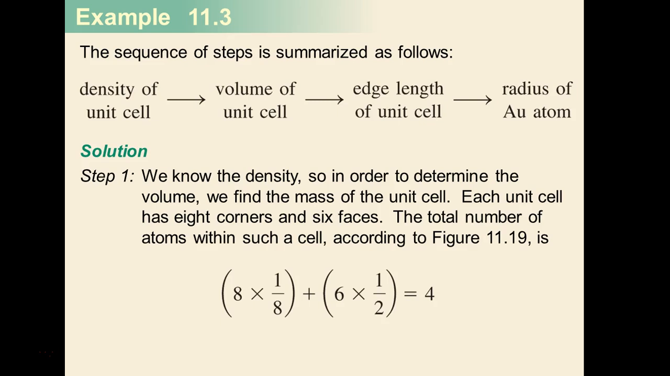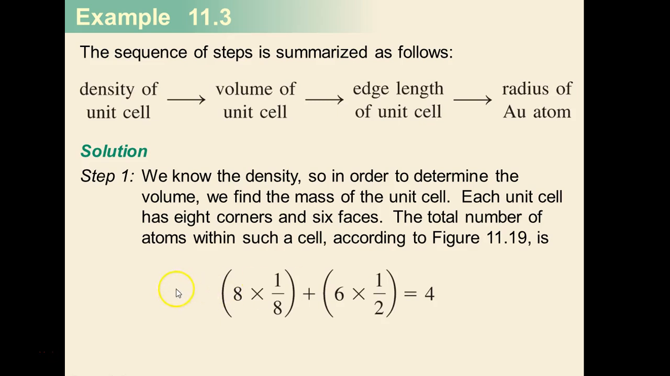This is the sequence of steps to go about when doing a problem like this. You work from the density of the unit cell to the volume of the unit cell using the density formula. Once you have that volume, you find the edge length, that a of the unit cell, and then the radius of the atom. So we know the density, okay? In order to determine the volume, we need to find the mass of the unit cell. This is where the closest packing spheres come into play.